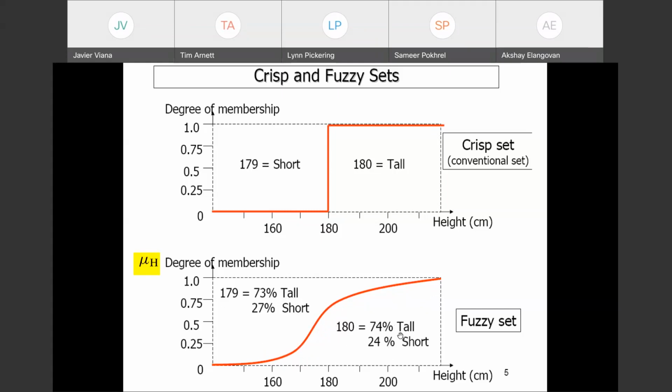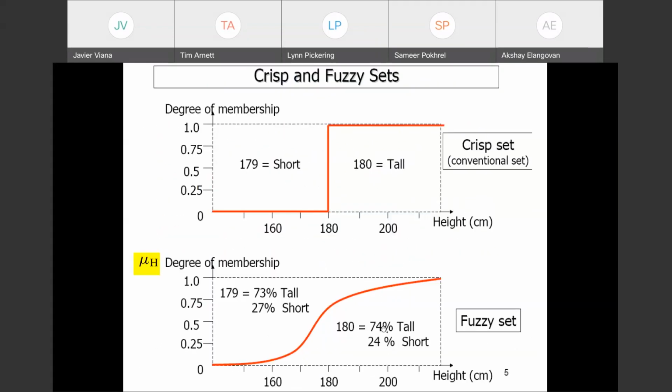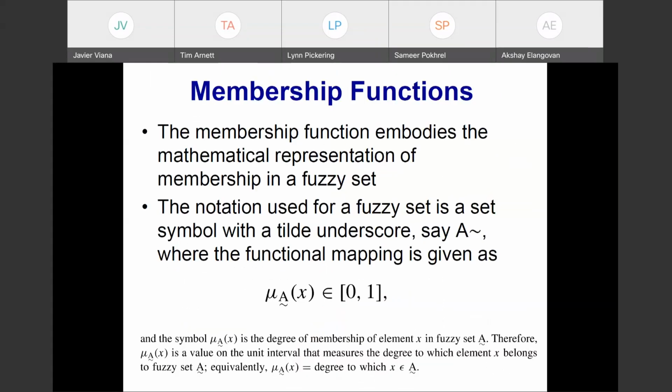And although this is a nice representation that is probably more true to, or a more accurate representation of, a person's tallness, you may be thinking, well, okay, but what do we do with that information? Well, we'll see in a little bit that, based on contributions from both of these sets, tall and short, we can then create some sort of decision that's based on both of those.